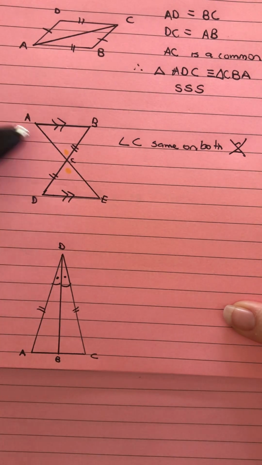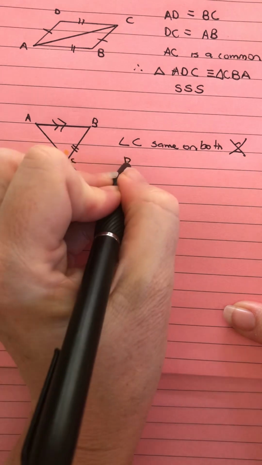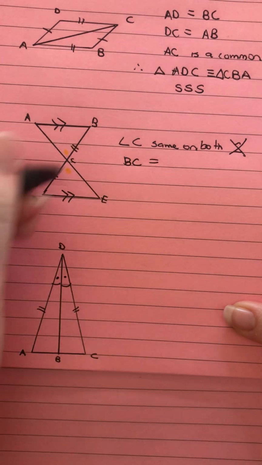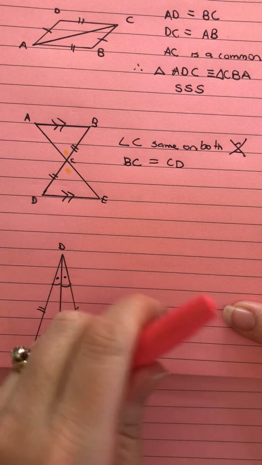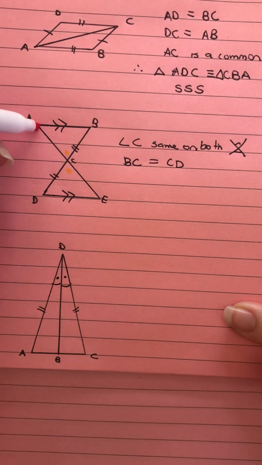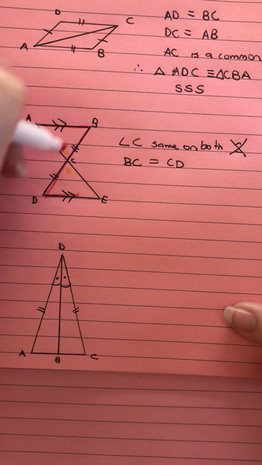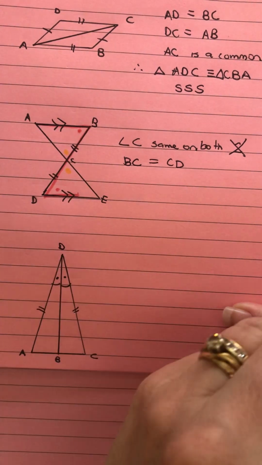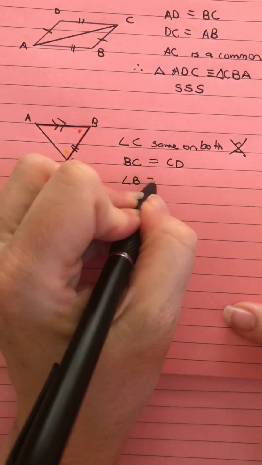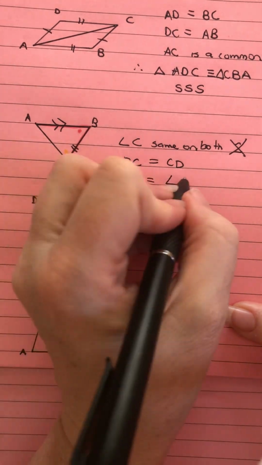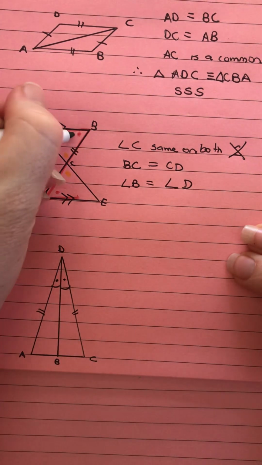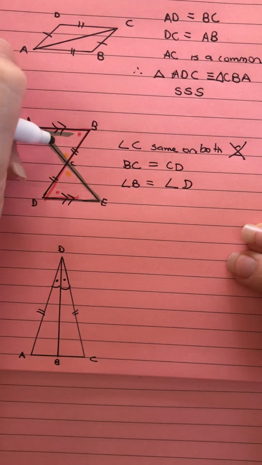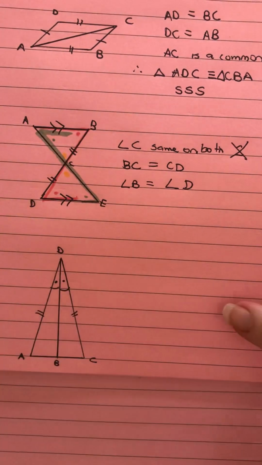We don't have any information. Oh, we've got one side here. So we've got BC is equal to CD. So we've got a side. We want to know about another angle. So I'm going to have a look what I can do with my parallel lines. So I can do a Z rule here. And then my angle B must equal angle D. We also can see that we can use the Z rule the other way, which is another option, and say that angle A is equal to angle E.